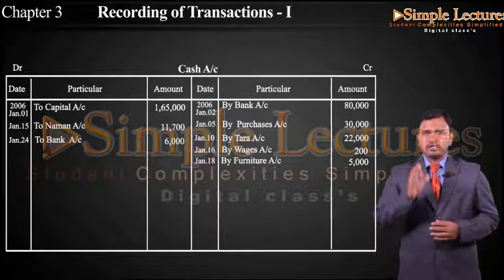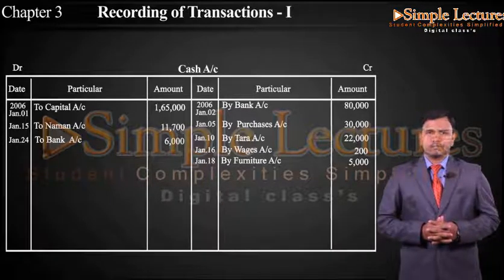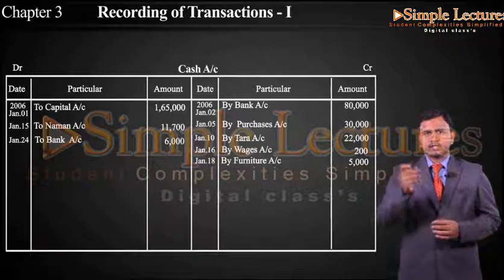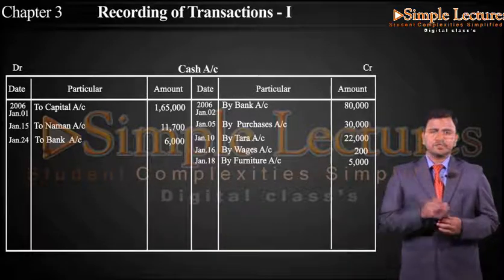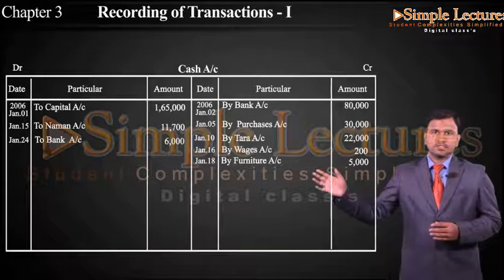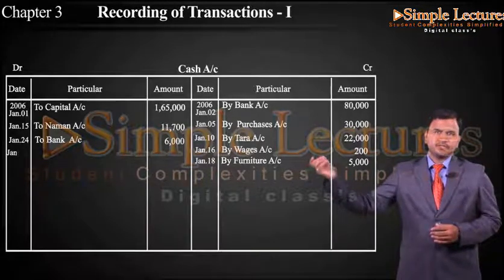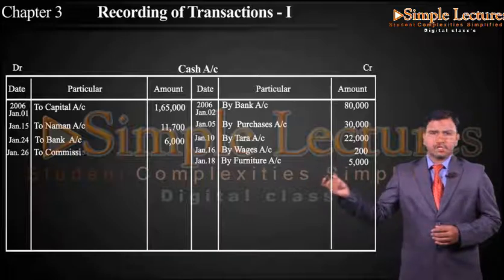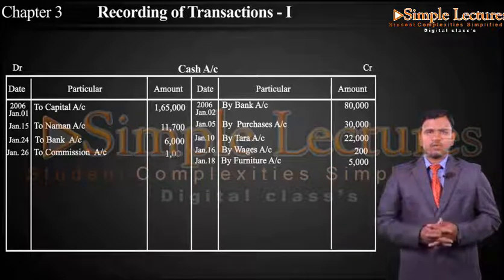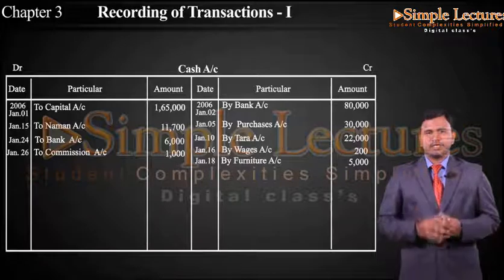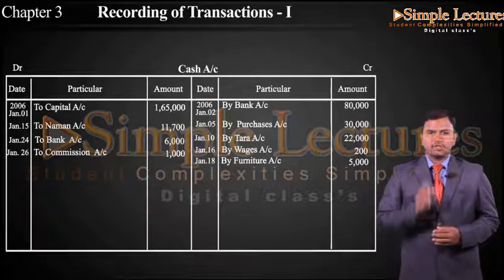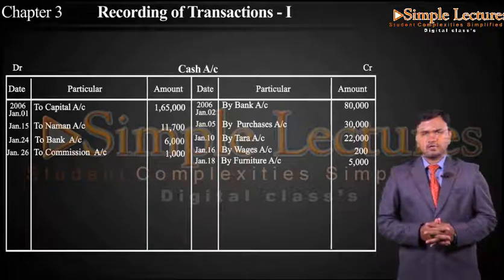So where cash account debtor to commission account. So where the cash was debited, again the commission was received. Since it will be taken in the debit side, so date will be Jan 26th to commission account in the amount column 1,000. Next entry we have on the Jan 27th bank charges account debtor to bank account.